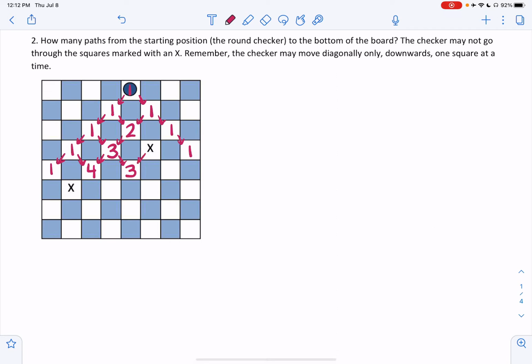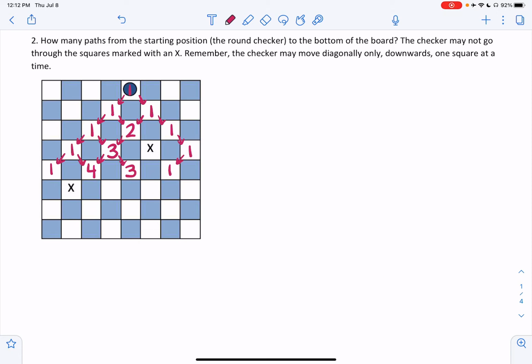I can't put an arrow here. And that's because I can't have a checker there, right? My checker can never go through that spot. So it's only touching the 3. I just put a 3. Similarly over here, the spot's only touching a 1. So I just put a 1. Now I continue with the next row.